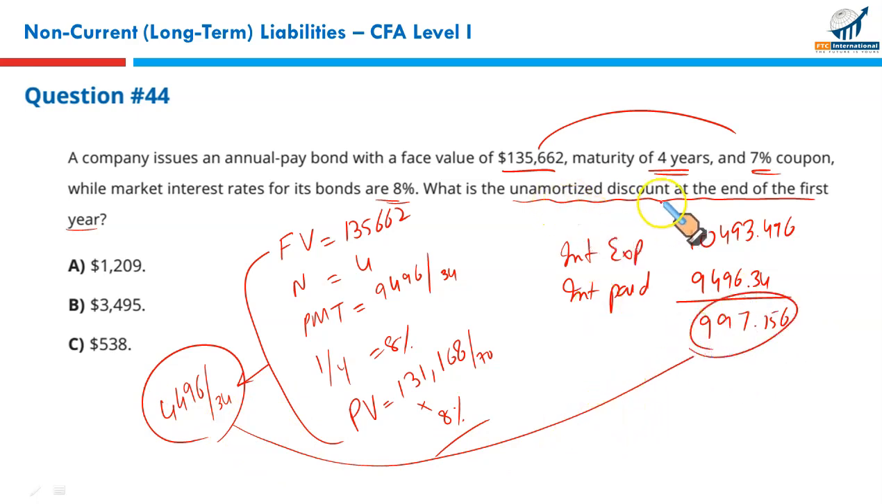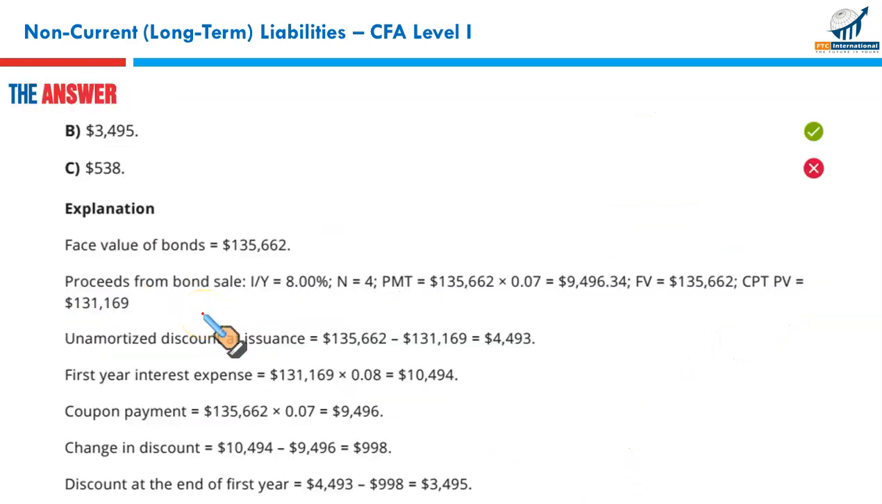So what is the unamortized discount at the end of the first year? Difference between this and this. If you calculate the difference, it's going to be net 3,499.144, which is approximately 3,495. That makes B the correct option.